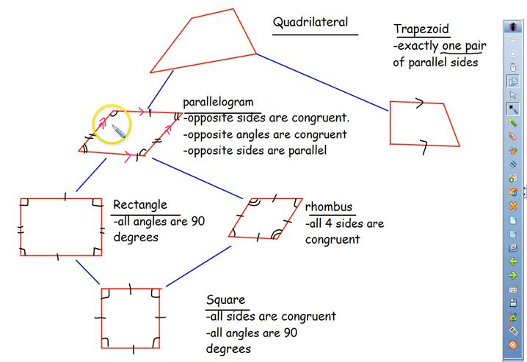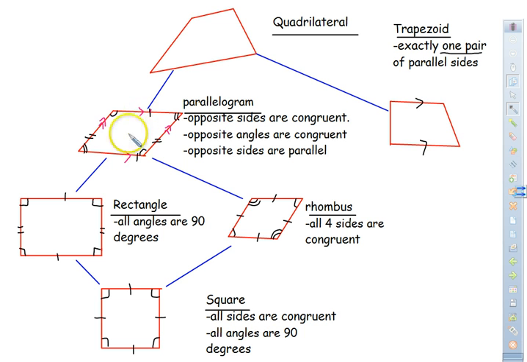Okay, now going back to the quadrilateral and sliding down, all four of these have some very similar characteristics. The first one is a parallelogram, and it rightfully gets its name because it is mostly talking about parallel. The opposite sides are parallel. Opposite angles are also going to be congruent, and opposite sides are going to be congruent.